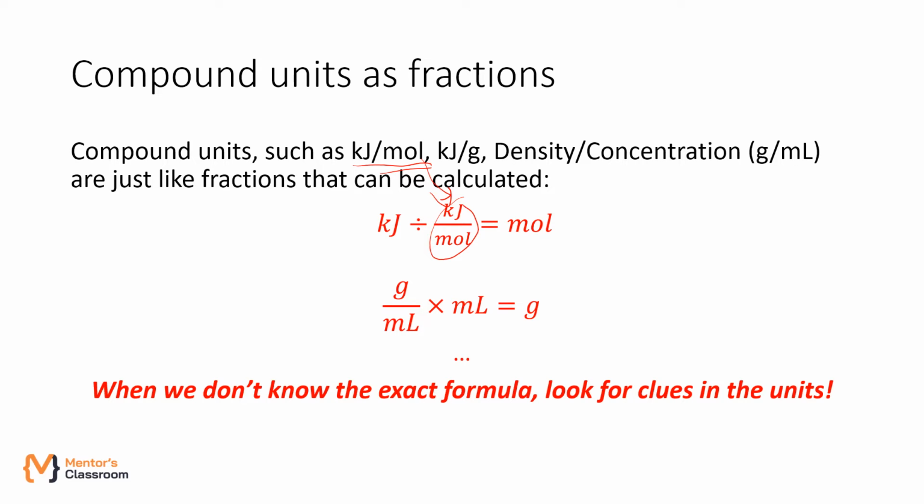So for example, let's say this is a density unit, and we want to get mass from our density unit. We don't have to wonder about, am I going to divide, divide by, or multiply, which one's which. We just have to look at it as a fraction, okay? If we want to obtain mass from density, we have to multiply by the volume, because we want to cancel out this volume here to get mass, right? Grams is the unit for mass, okay? So when we don't know the exact formula, look for clues in the units.